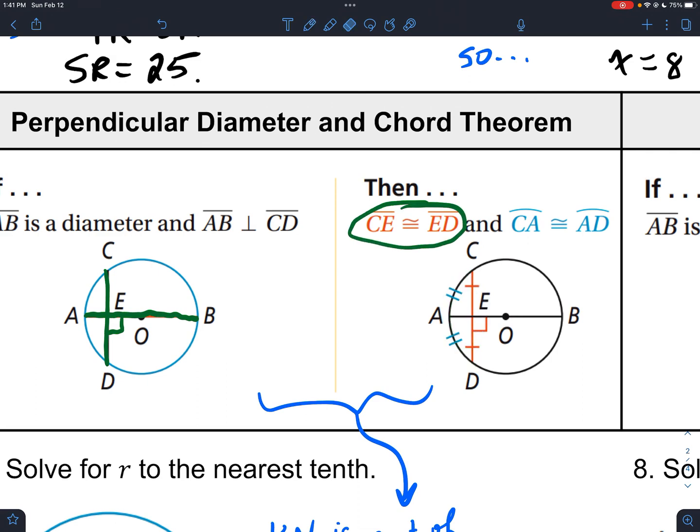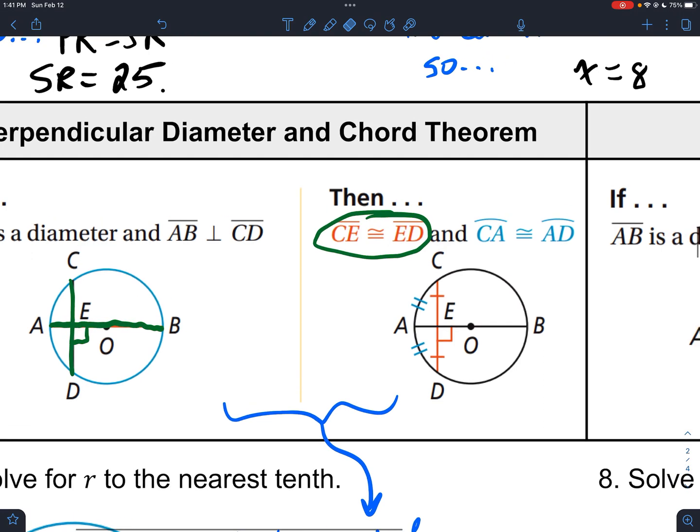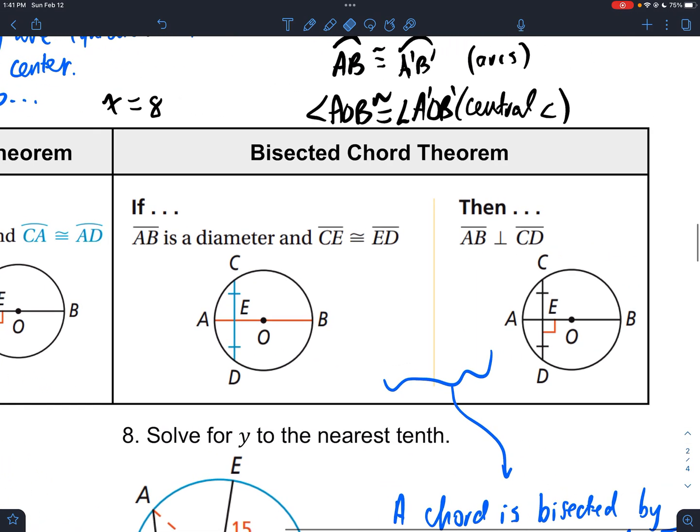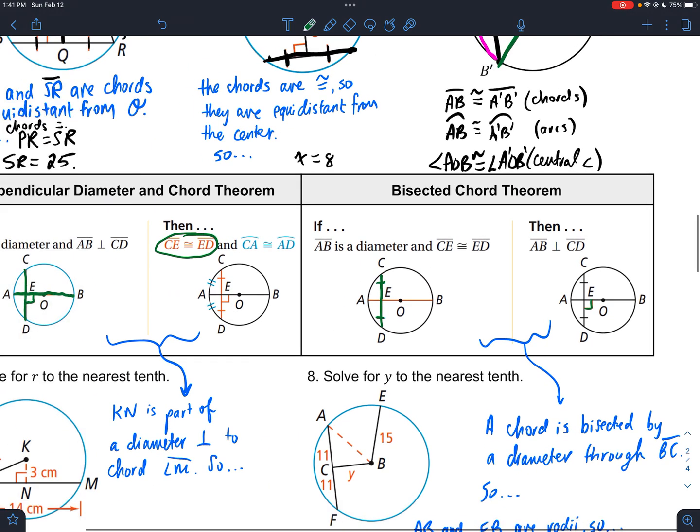Most importantly is this one here. And then the other one over here goes the other way. It says, if you have a chord that's been bisected, then that means there's a right angle there.